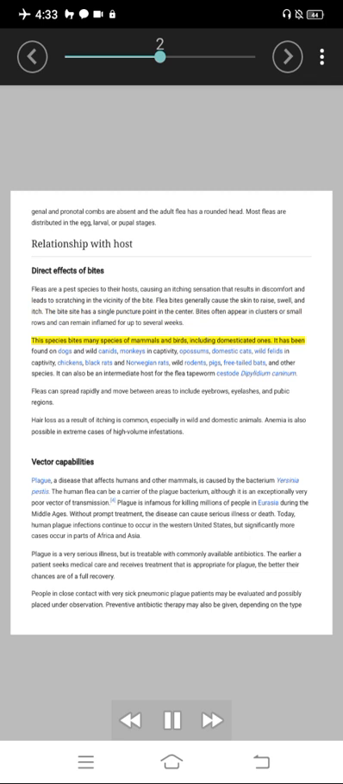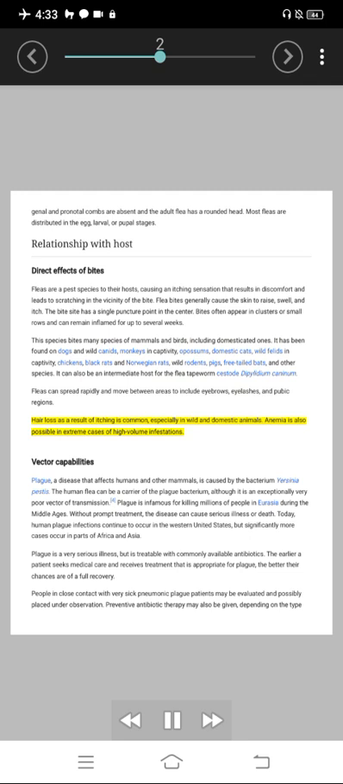This species bites many species of mammals and birds, including domesticated ones. It has been found on dogs and wild canids, monkeys in captivity, opossums, domestic cats, wild felids in captivity, chickens, black rats and Norwegian rats, wild rodents, pigs, free-tailed bats, and other species. It can also be an intermediate host for the flea tapeworm Dipylidium caninum. Fleas can spread rapidly and move between areas to include eyebrows, eyelashes, and pubic regions. Hair loss as a result of itching is common, especially in wild and domestic animals.